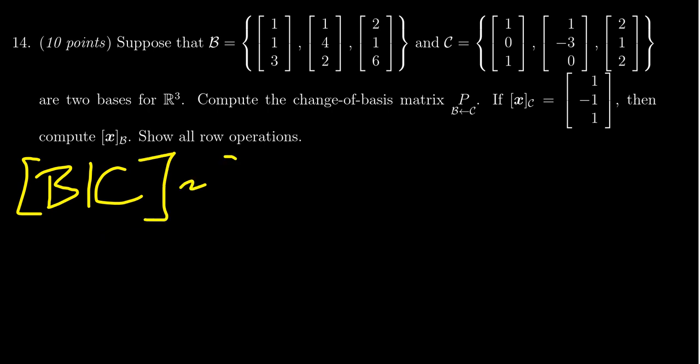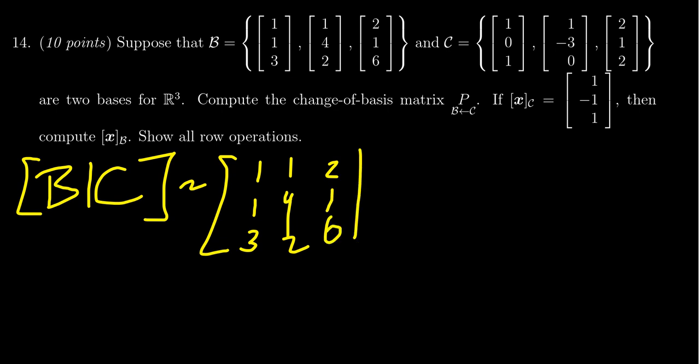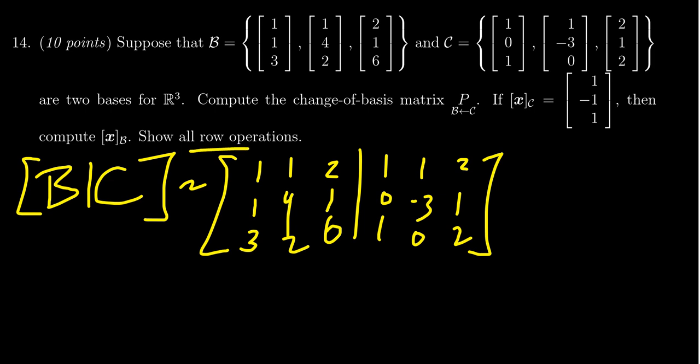So this will look like, we plug in the vectors 1, 1, 3, 1, 4, 2, 2, 1, 6. So we just take the vectors from B. And then take the vectors from C: 1, 0, 1, 1, negative 3, 0, and 2, 1, 2. We need to reduce these, but show all of our steps here.